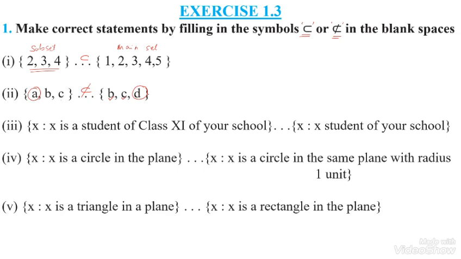Now, let us move on to the third question. One set contains the elements x such that x is a student of class 11th of your school. Here the students are present in class 11th. Then another set is x such that x is a student of your school. This is the main set. In a school, so many classes are there, from class 1 to class 12.